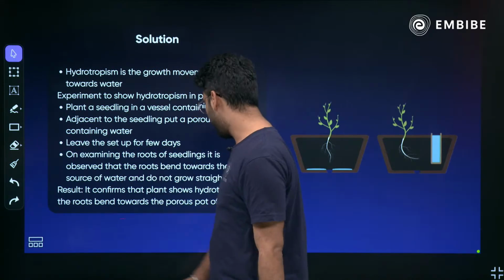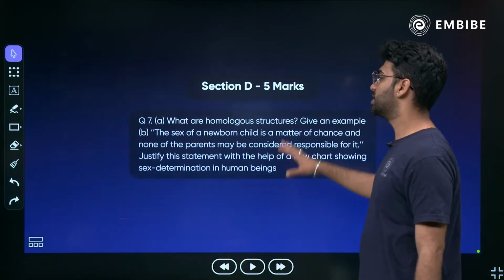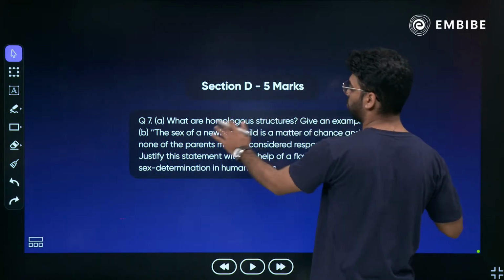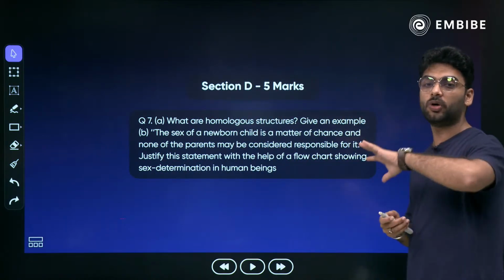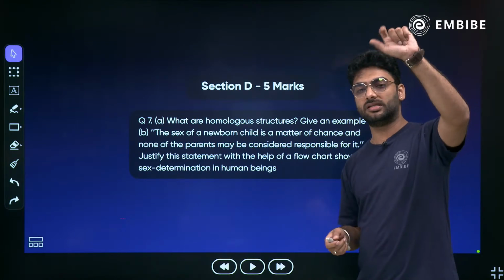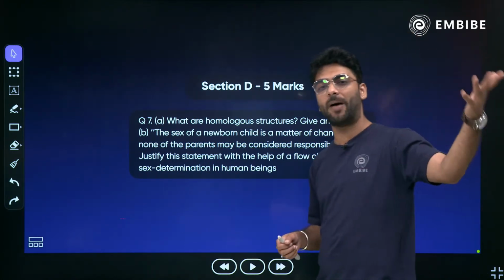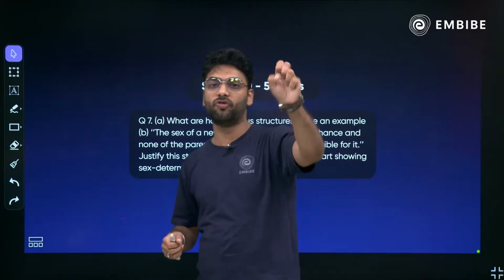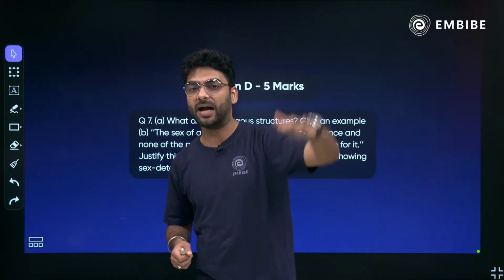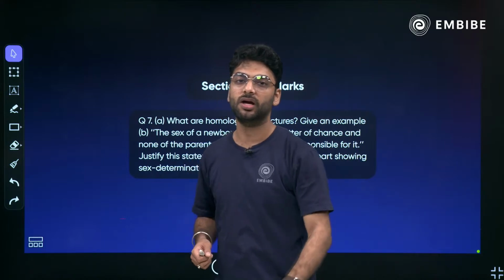Okay. Let us move ahead now. The next question is again from your section D for 5 marks. What are homologous structures? Homologous structures have the same origin but different function. For example, the human hand and the wing of a bat. The human hand is used for holding and the bat's wing is used for flying.